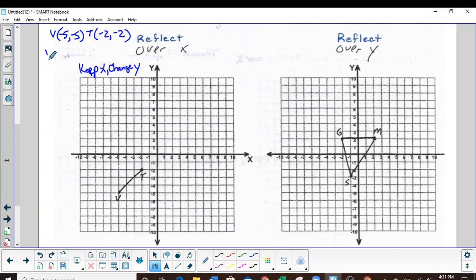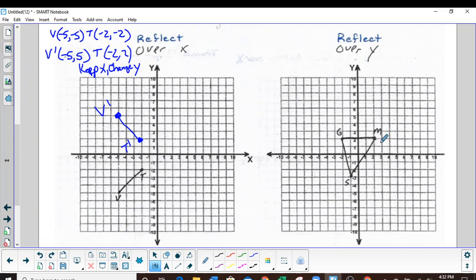Okay, so let's go. V prime, keep x, change y. It'll be -5, +5. Keep x, -2, +2 on T. And then you can just replot that, okay? So V prime is -5, +5. And T prime is -2, +2. So it's just like you flipped it over that axis.